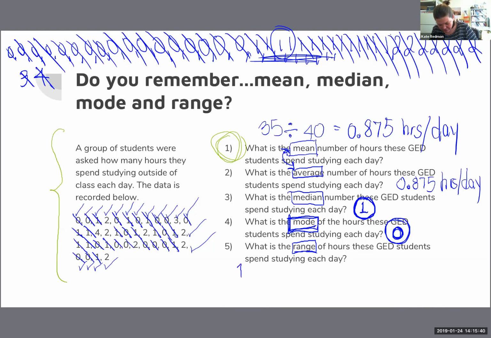I'll take the larger number first. The largest number that we have in our data set is 4. That's the most hours anybody spends studying. And from it, I'll subtract the smallest number in our data set, which is 0, and I get a span of 4 hours, which makes sense.